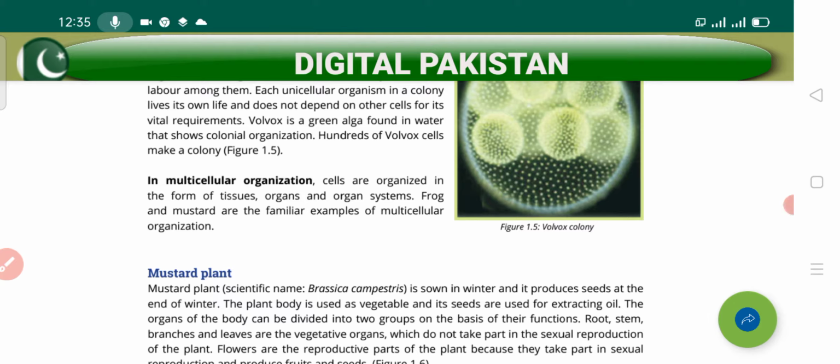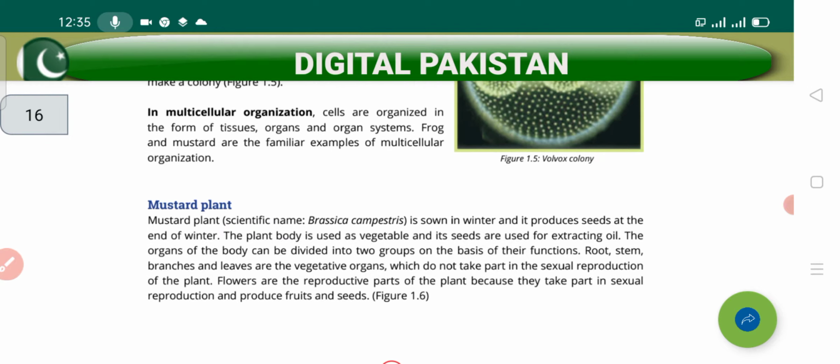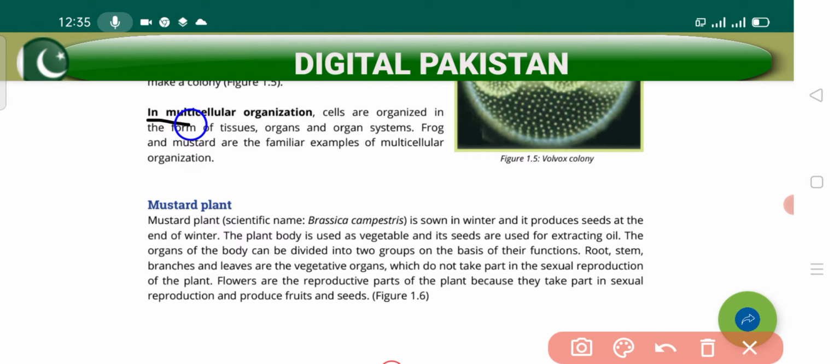Well, student, it is like that. Today we are going to discuss the multicellular organization examples. So the first example which I am going to discuss with you is the mustard plant. If you remember, we have learned about the multicellular organization. In the multicellular organization, the cells are interacting with each other. The cells are interfering with each other. So let's see the example, the mustard plant.